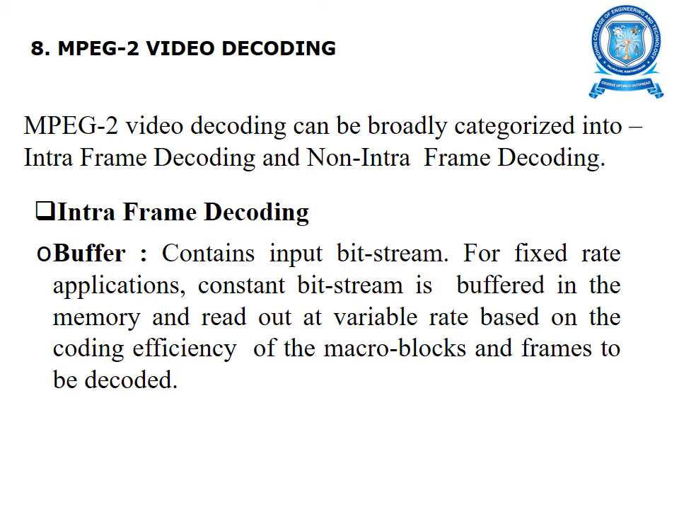So next thing is MPEG-2 video decoding. This decoding process is categorized into two types, that is intra-frame decoding and non-intra-frame decoding. Intra-frame decoding, so first thing is a buffer. It contains the input bit stream. For fixed rate applications, the constant bit stream is buffered in the memory and read out at a variable rate, based upon the coding efficiency of the macroblocks and the frames that have to be decoded.